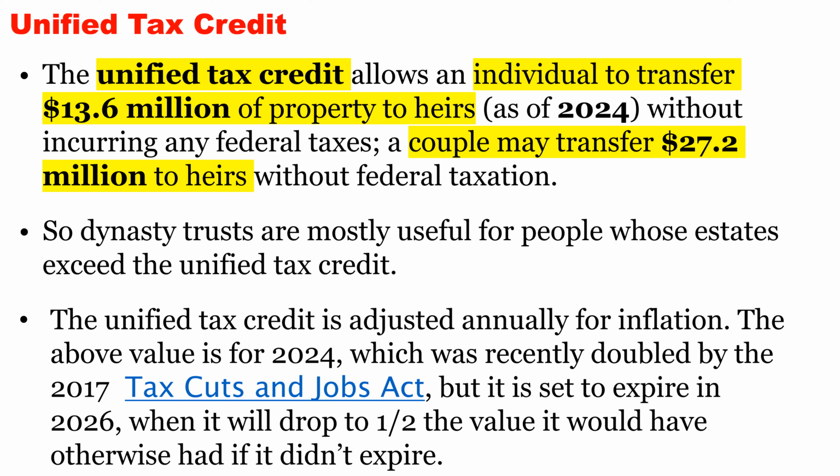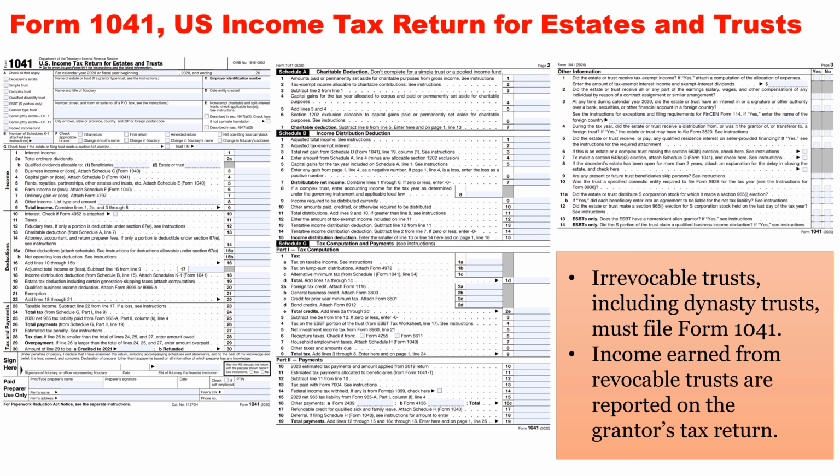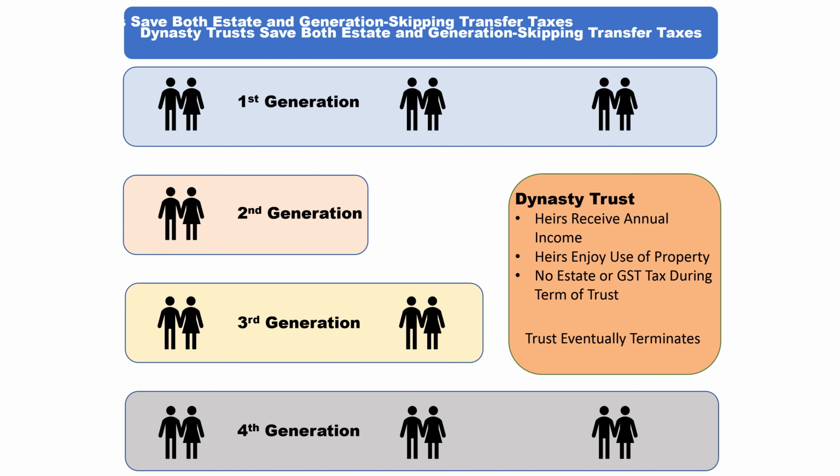Since the primary purpose of dynasty trusts is to save on estate and GST taxes, these trusts are mostly useful for people whose estates exceed the unified tax credit. Irrevocable trusts, such as dynasty trusts, are separate taxable entities, so the trustees must file their returns annually. This is how dynasty trusts work.